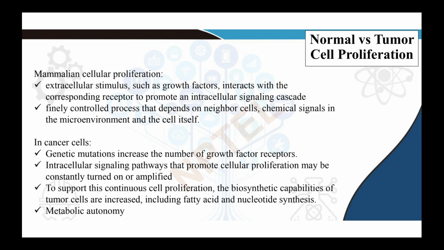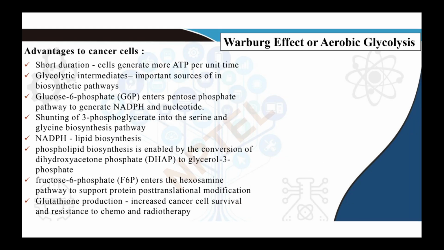And to support this continuous cell proliferation, biosynthetic capabilities of the tumor cells are increased, including fatty acid and nucleotide synthesis, and metabolic autonomy. And the advantage of the Warburg effect to these cancer cells is that, in a short duration, the cell generates more ATP per unit time. So if you see, the number of ATP generated through oxidative phosphorylation is obviously more than the number of ATP generated just by glycolysis.